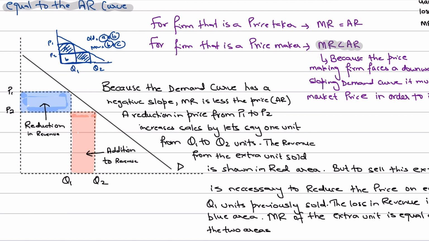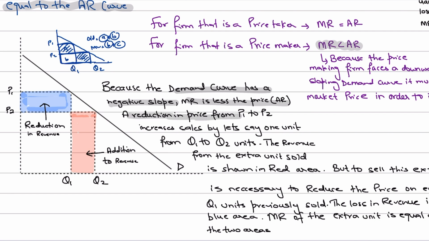And not only that, listen to this very carefully: each time you reduce the price and you end up selling more, the marginal revenue falls faster than your average revenue. Because the demand curve has a negative slope, you need to reduce the price to sell more, and so your marginal revenue is not only less than your average revenue, in fact, it falls faster than your average revenue. So MR is less than your price, that is AR.